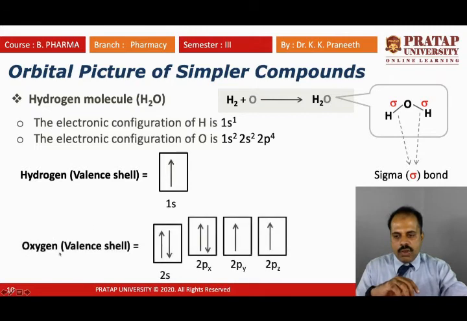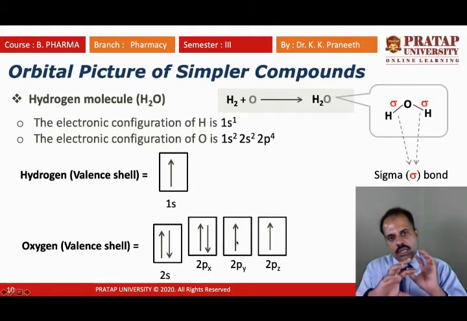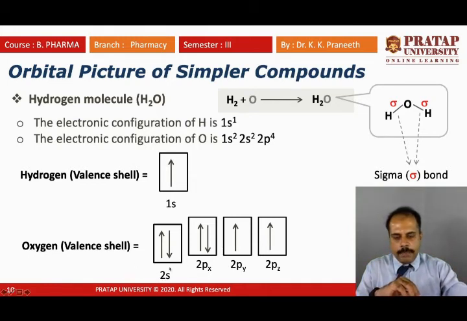Similarly, in the case of oxygen, the K shell is filled. That 1s is present in the K shell, right? That is filled, so I have not shown it here. I have shown only the valence shell. The valence shell is L, and it has 2s and 2p orbitals. These two orbitals are present in the L shell. This is the valence shell for oxygen, and in that one there are 2s and 2p orbitals.